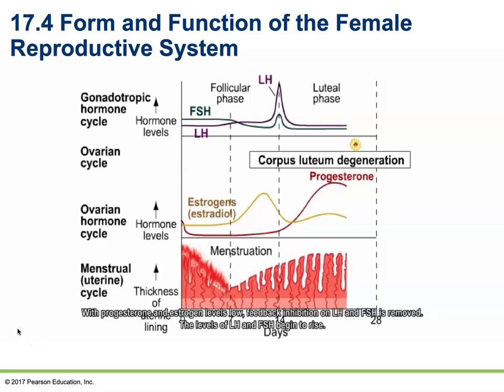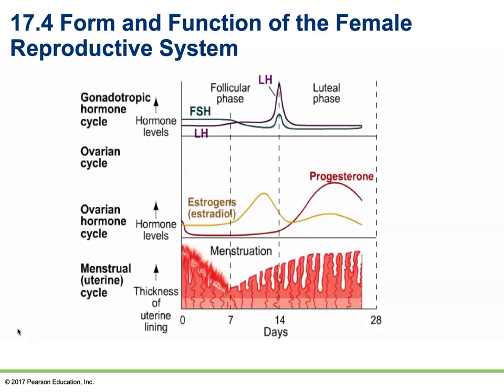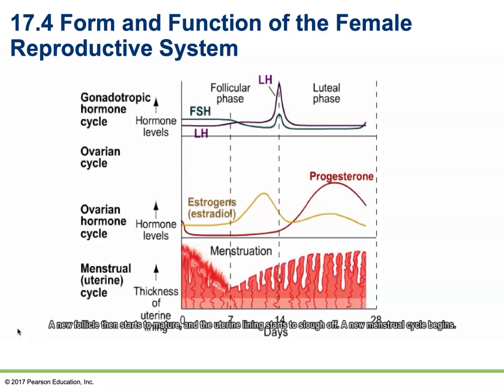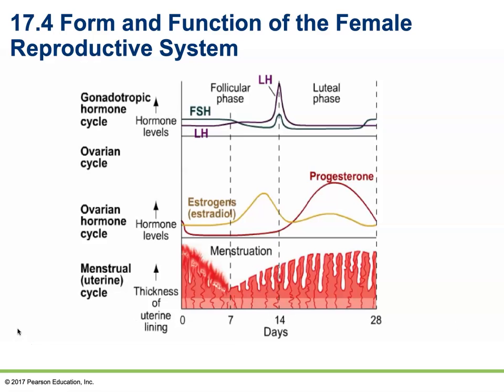With progesterone and estrogen levels low, feedback inhibition on LH and FSH is removed. The levels of LH and FSH begin to rise. A new follicle then starts to mature, and the uterine lining starts to slough off. A new menstrual cycle begins.